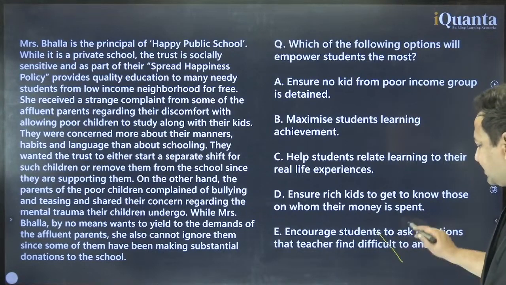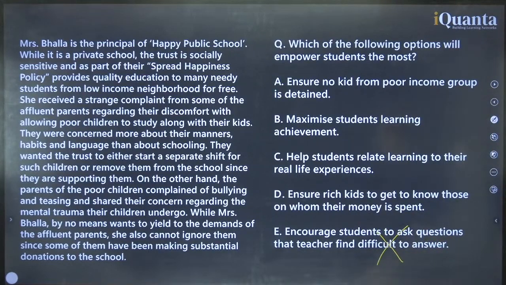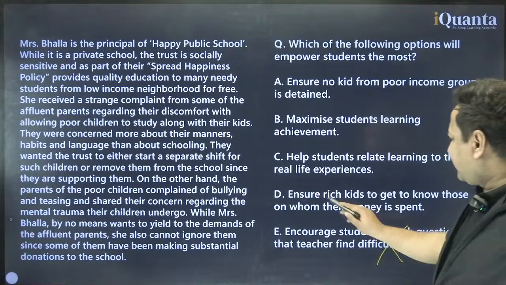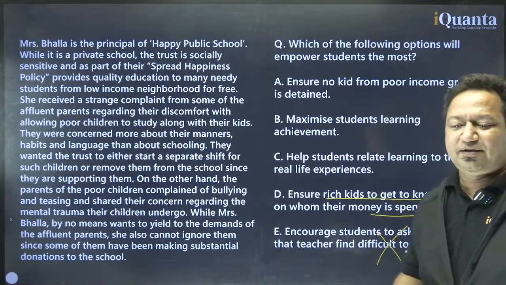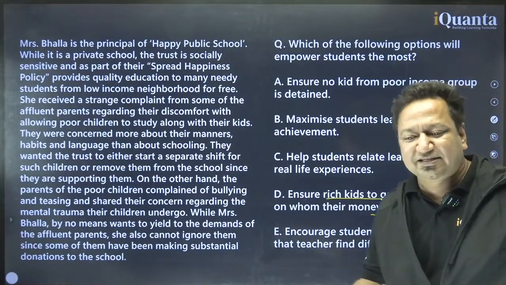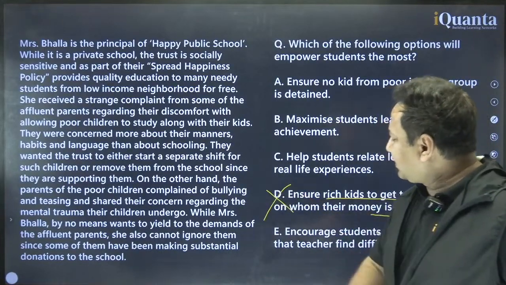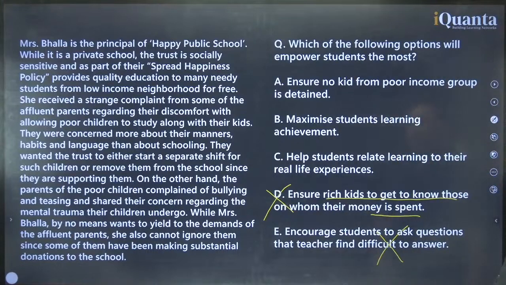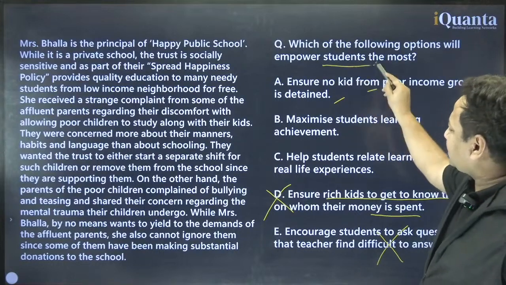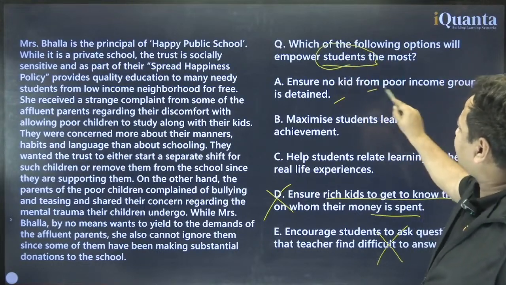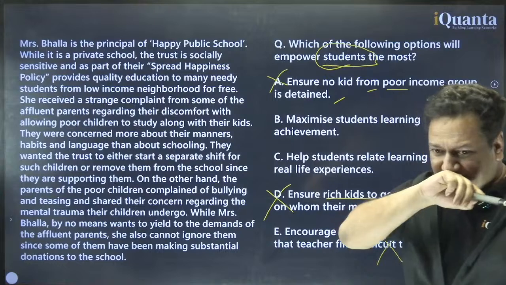This is going against the teacher. This will be a kind of indiscipline. This, when rich kids will get to know where their money is spent. Now rich kids do not understand where the money is coming from. They're kids. They're not adults. D is totally irrelevant. No one is detained. This will empower the students the most. Students. It's not just poor students. So A is too narrow a choice.